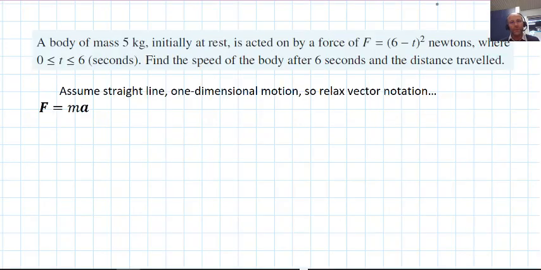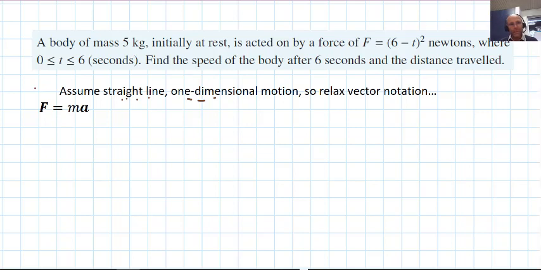Okay, so the first of 2 examples here, and we are in a straight line. We're assuming this is one-dimensional motion, so we're going to relax the vector notation. With vector F equals m times vector a, Newton's second law essentially, we're just dealing with one dimension, so we don't need to get particular about vectors. But force and acceleration are vector quantities, but we're going to simplify it just down to the magnitudes.